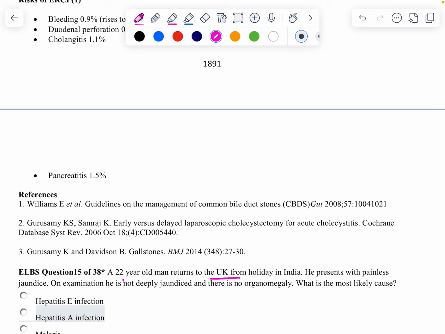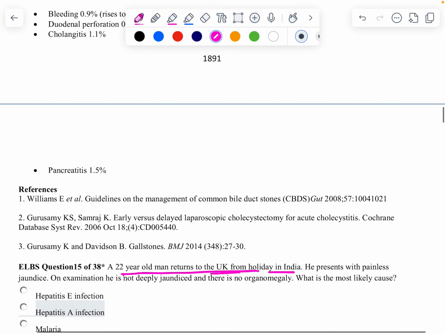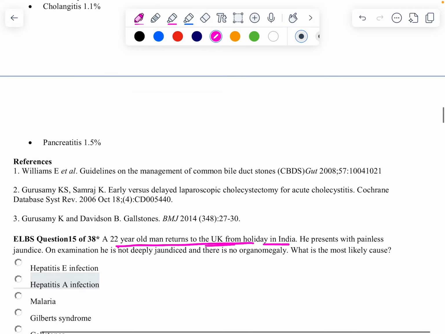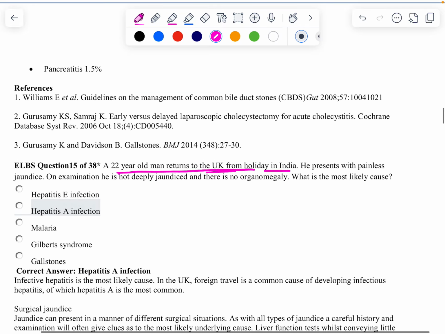A 22-year-old man returns to the UK from holiday in India and presents with painless jaundice. What is the most likely diagnosis? This is hepatitis A, enteric.